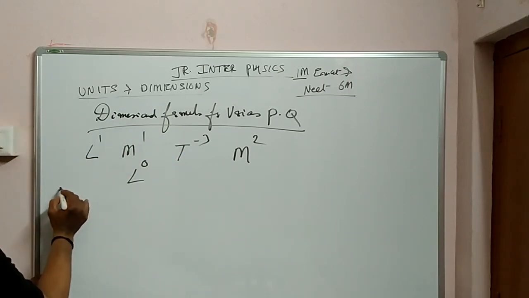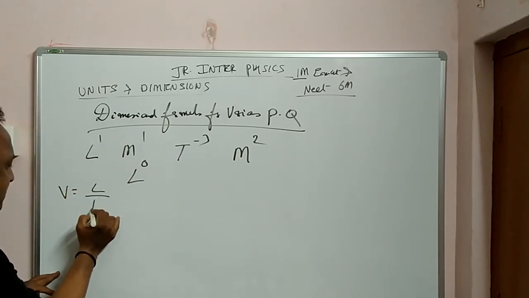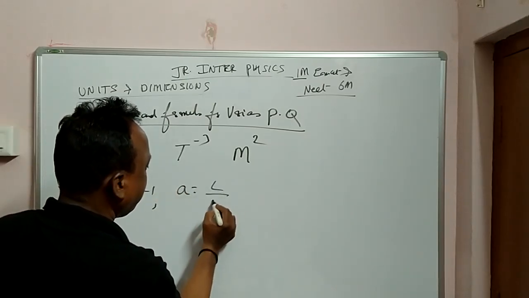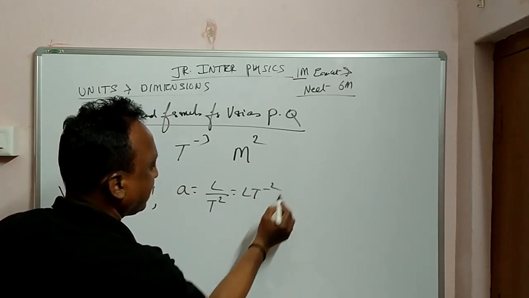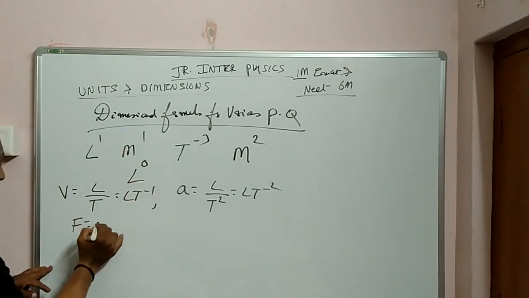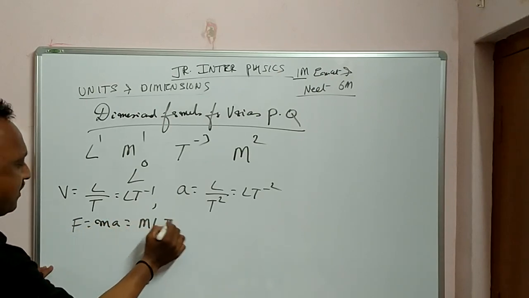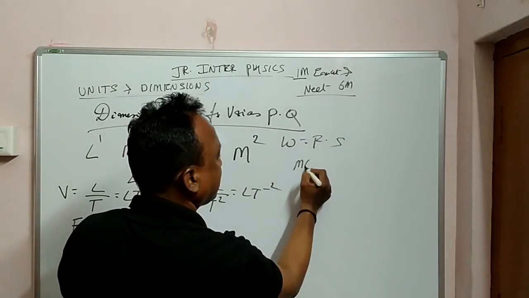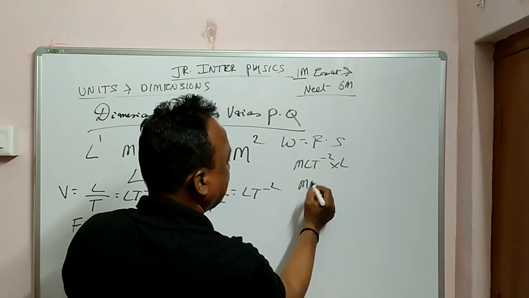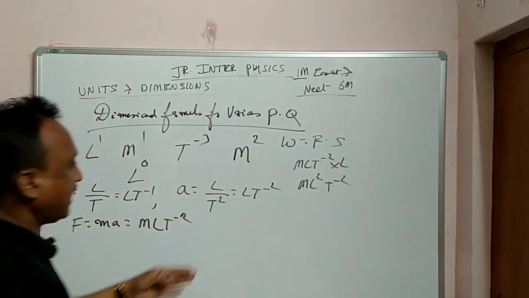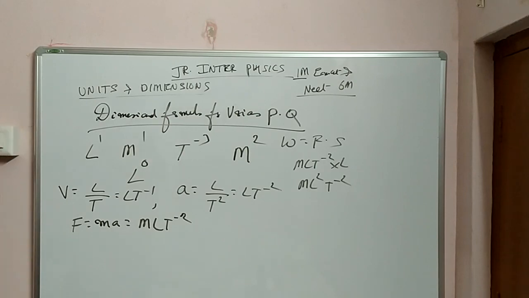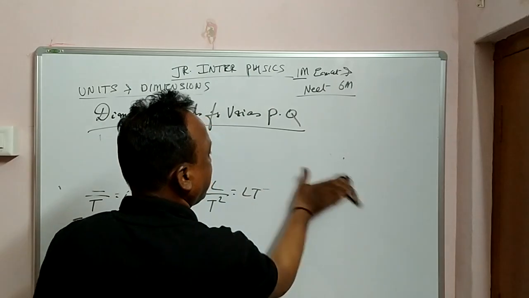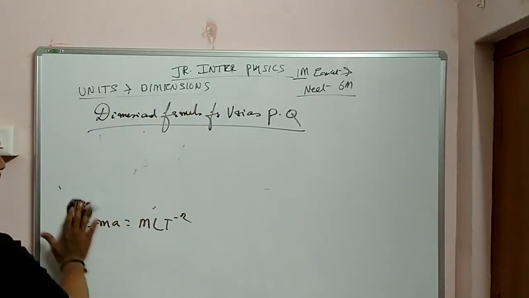For example, velocity means rate of displacement, L by T, L T power minus 1. The same acceleration, rate of change of velocity, L by T square, L T power minus 2. Force, F is equal to MA, that is M L T power minus 2. Work done, force into displacement, M L T power minus 2 into L, that is M L square T power minus 2. So like this you can write down the dimension formula for any physical quantity.